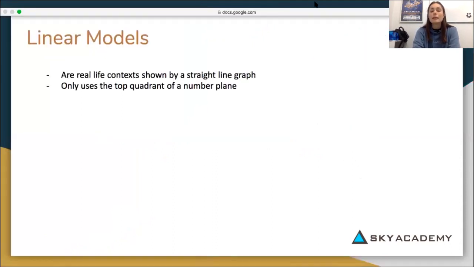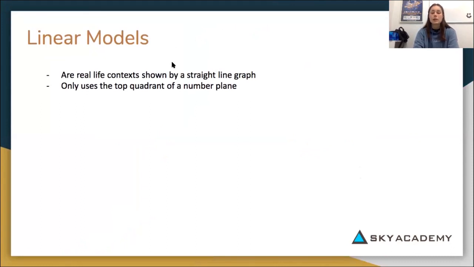In the first video, we looked at the gradient intercept formula, which is y equals mx plus c, and we had a talk about what the gradient and the intercepts were. And then in the second video, we had a look at drawing a straight line graph using a table of values, or drawing a linear function. In this video, we're going to have a look at linear models.